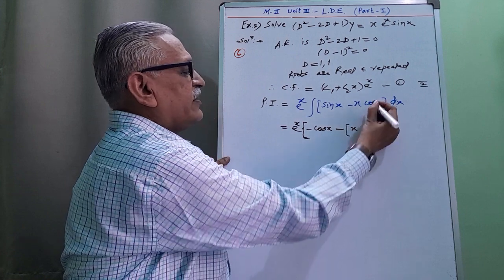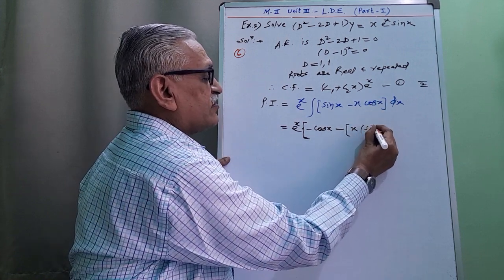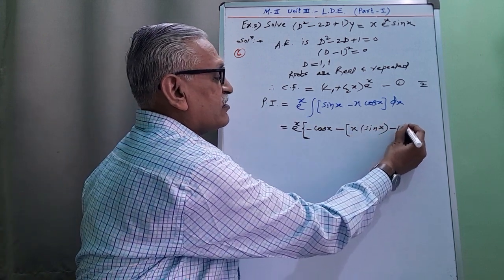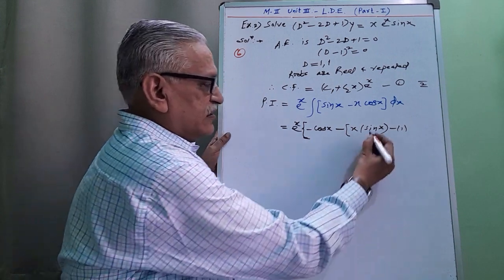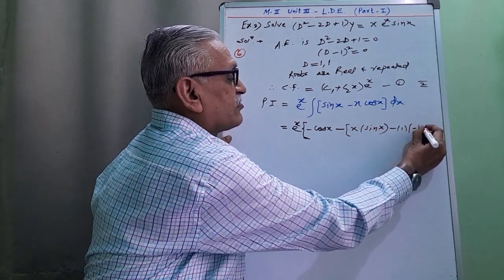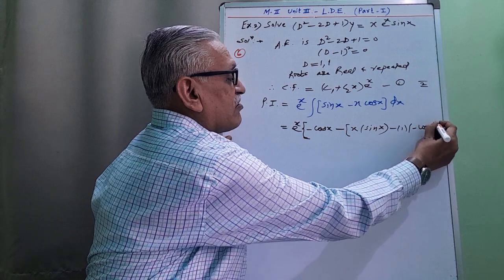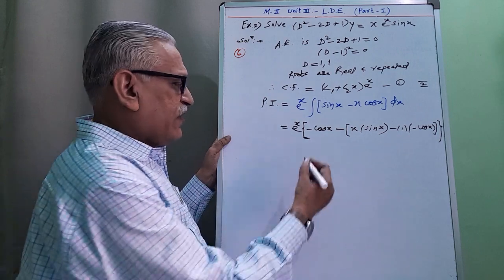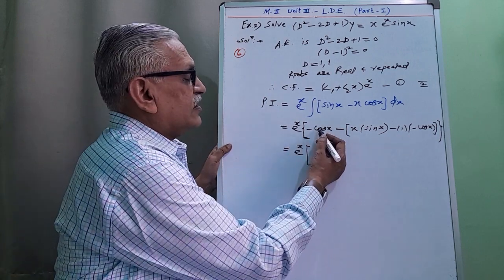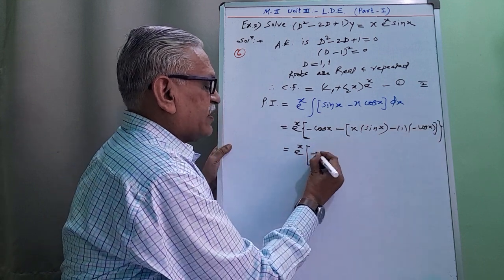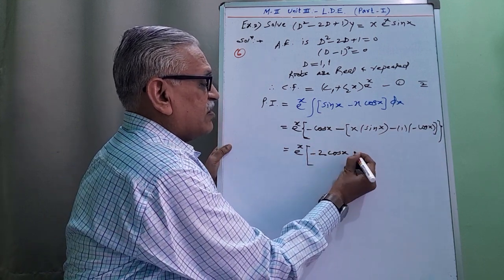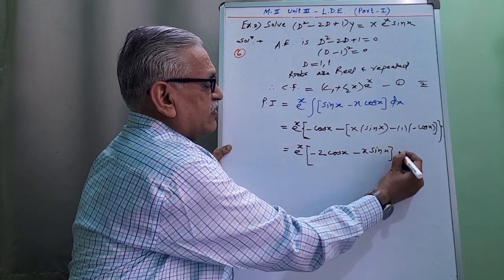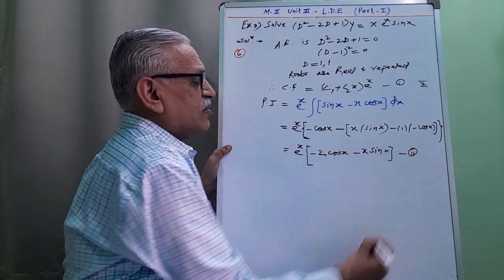first term x, integration of cos x is sin x, then minus derivative of x is 1, next integration of sin x is minus cos x, and the next derivative becomes 0. And then simplifying it, we get minus cos x, and this minus cos x, we get minus 2 cos x and minus x sin x. We call this equation 2, the PI.